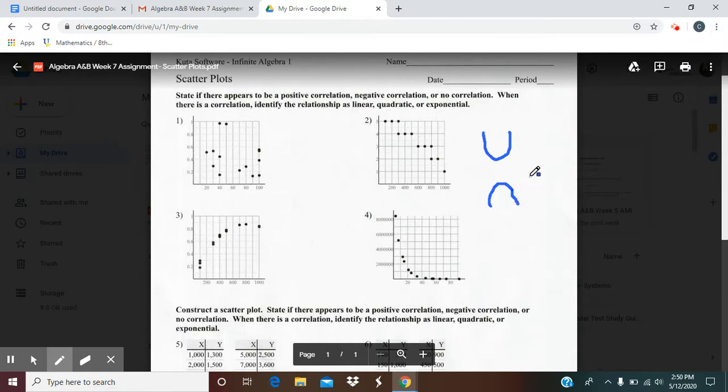So you guys have been introduced to those, but you haven't worked with them much. This would be quadratic if it has a curve. The biggest way to identify it is if it's curved and it looks like it would then curve back.